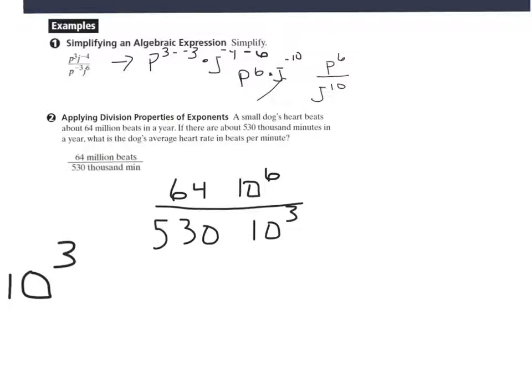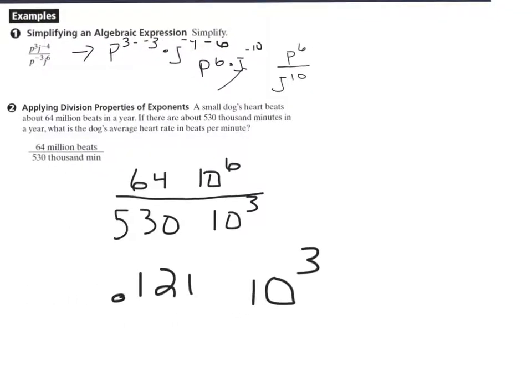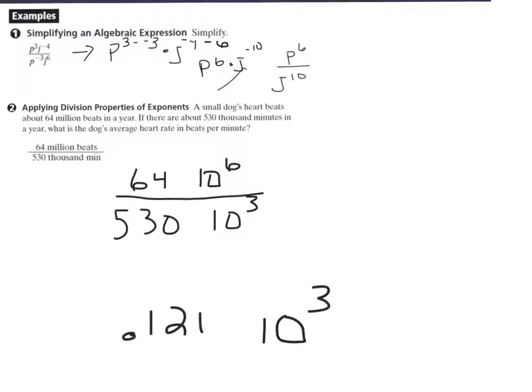Notice how I've set up 64, and then the million is 10 to the 6th, and then we're dividing that by 530,000, again, 10 to the 3rd minutes. So if we set that up, we use our rule again to subtract, and we get 10 to the 6 minus 3, which is 10 to the 3rd. And then 64 divided by 530 becomes 0.121. So we have 0.121 times 10 to the 3rd.